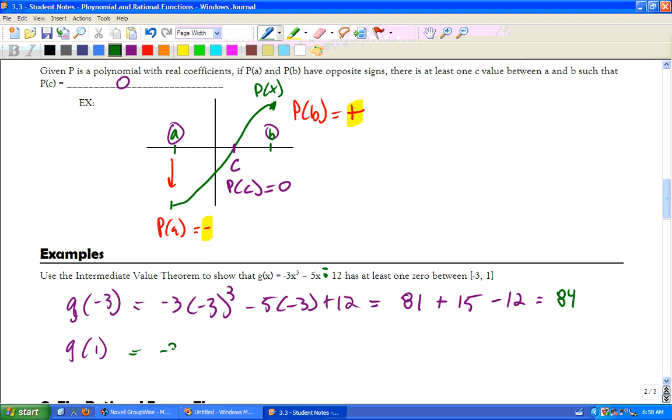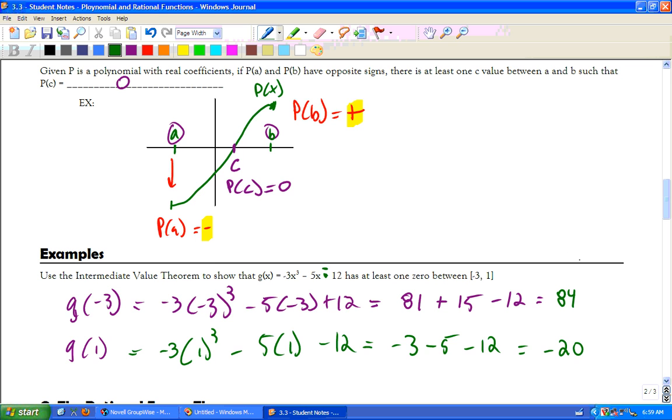Okay, now we're looking at g of 1. g of 1 will be negative 3 times 1 cubed minus 5 times 1 minus 12. That's negative 3 minus 5 minus 12, which equals negative 20.